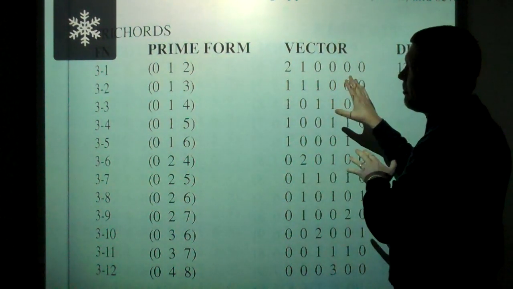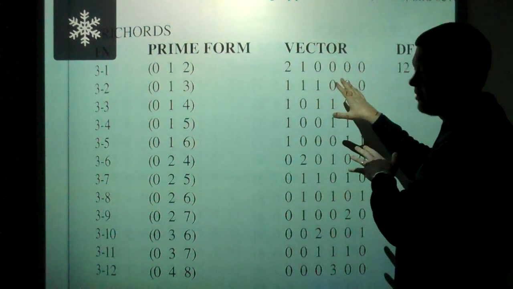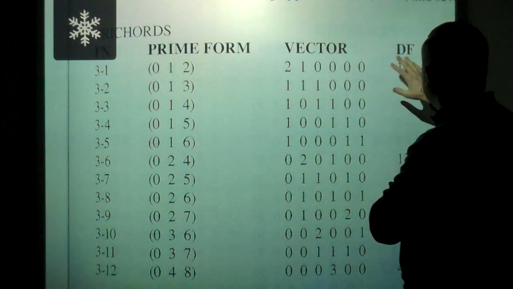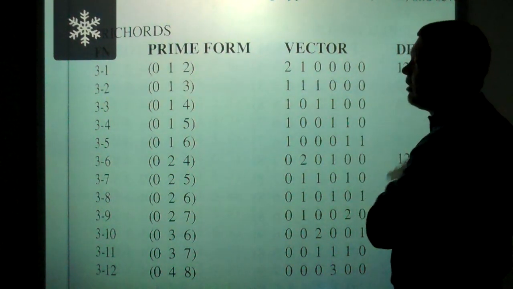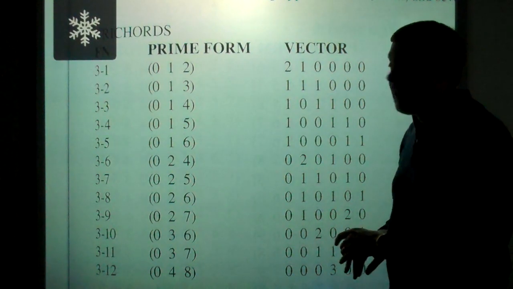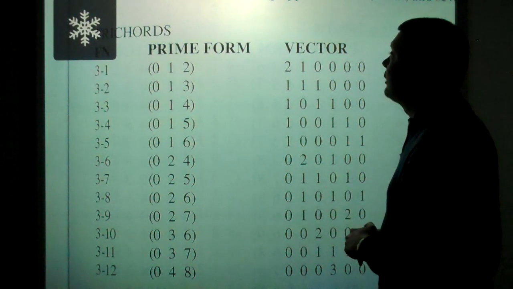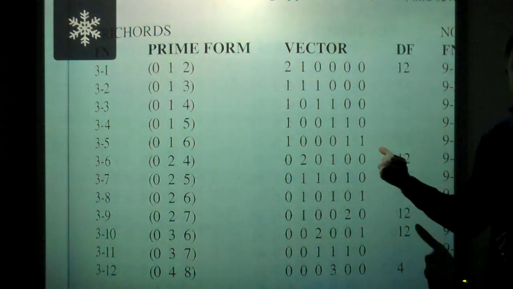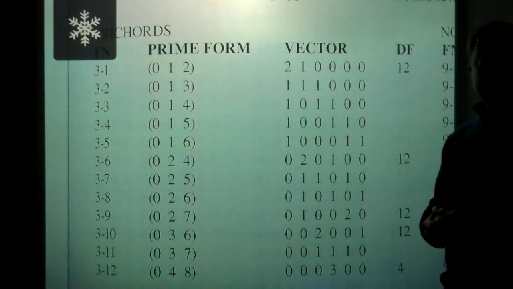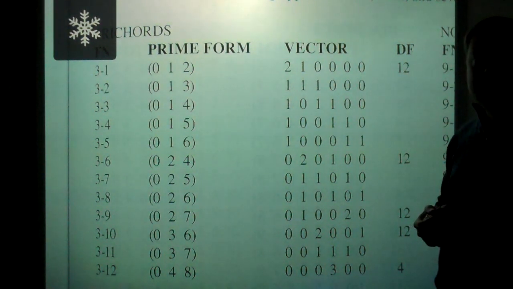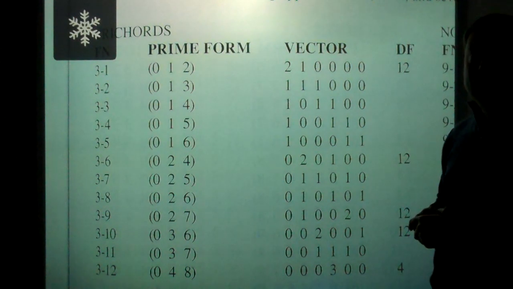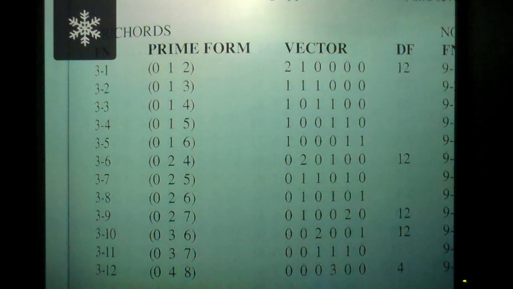You do not have to worry about what the vector is yet. Do not worry about that column, nor do you have to worry about what the DF column means. Maybe I can talk about that a little bit in a later lecture. But again, this appendix is very important, so please mark the first page of Appendix C in the back of your book, because you can refer to it very frequently to check your answers for prime form.